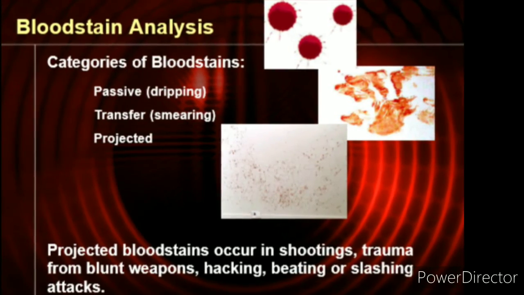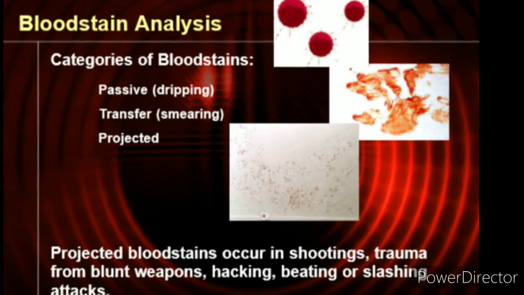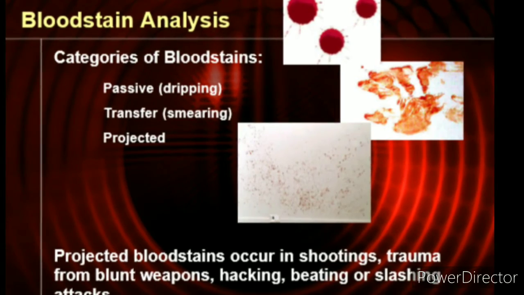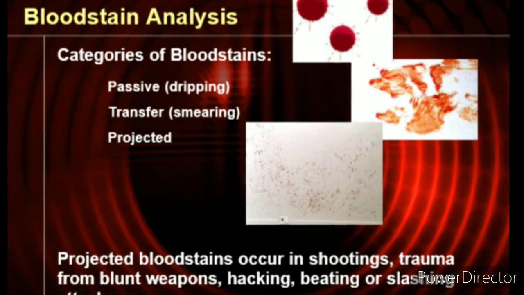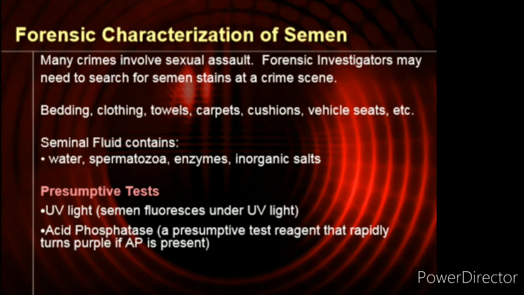Bloodstain analysis. Categories of bloodstains: passive, dripping, transfer or smearing, and projected. Projected bloodstains occur in shootings, trauma from blunt weapons, hacking, beating, or slashing attacks.